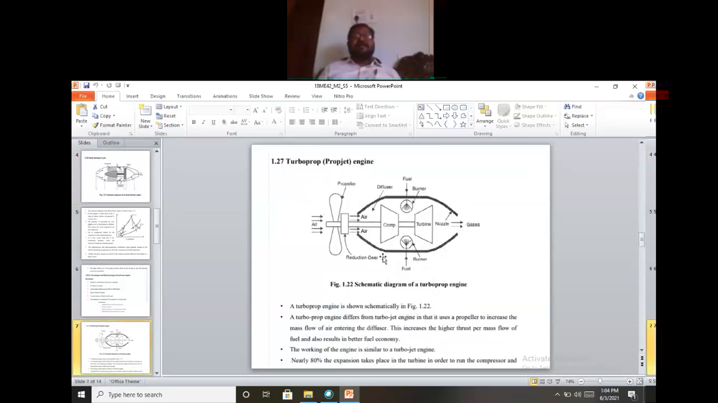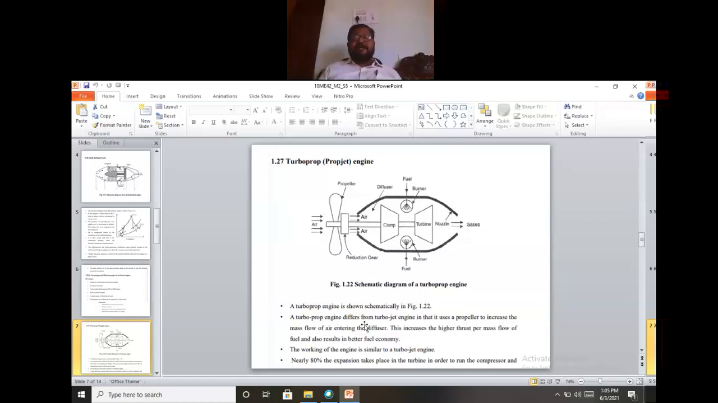Next, the turbo propeller engine. In the turbo propeller engine, a propeller shaft and propeller are there, which is why it is called a turbo propeller. But the working principle and method are the same as the turbojet engine. Air is passed through the propeller and then the diffuser, compressor and turbine. There is fuel and a nozzle. Everything is similar to the turbojet engine.